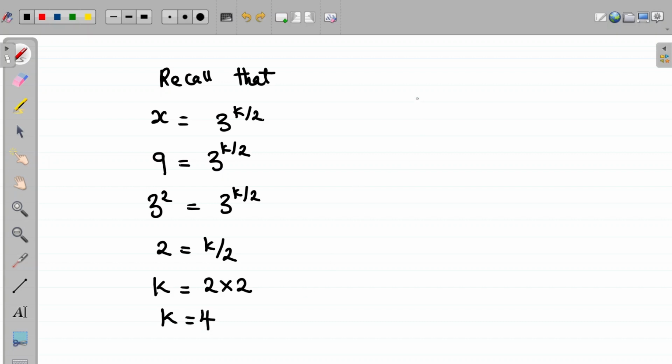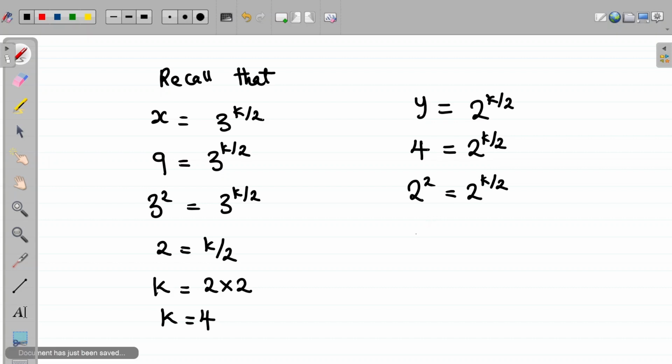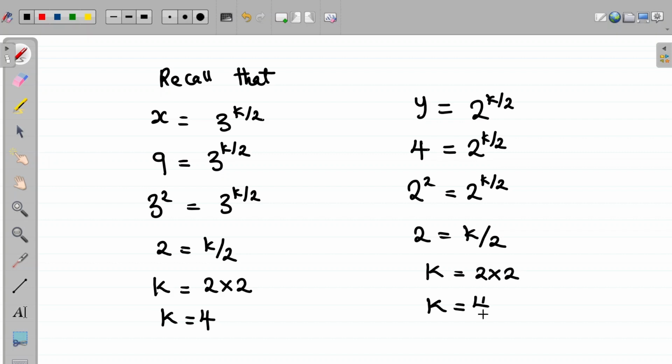Also, we have that y is equal to 2 to the power of k divided by 2. Our y we obtained to be equal to 4, equal to 2 to the power of k divided by 2. If we express 4 in the power of its base, our equation becomes 2 to the power of 2 equal to 2 to the power of k divided by 2. Since they have equal bases, it becomes 2 equal to k divided by 2, and k is equal to 2 times 2, so k is equal to 4.